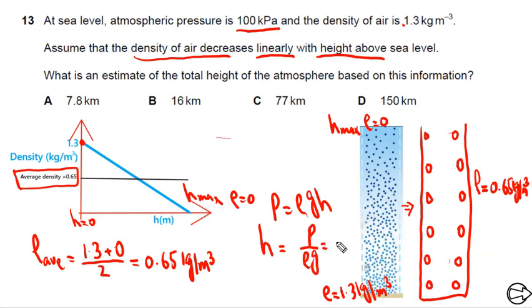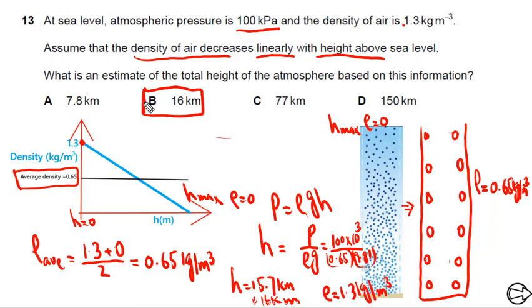So the value of P is given, that is 100 kPa. We multiply this by 1000, divide by average density, and divide by 9.81. If we calculate this, the value of height we will get is 15.7, or we can say this is approximately equal to 16 kilometers. So our answer is B. This is our final answer. So this technique is very useful.